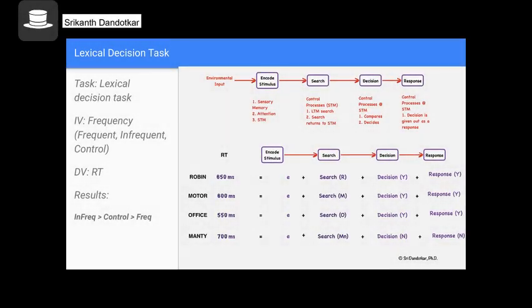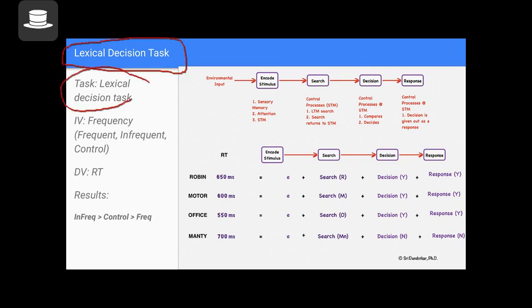Okay, so what just happened was you were presented with a string of letters, and you had to decide whether a string of letters was either a word or a non-word, and we measured the reaction time or the response time you took for each word. Of course, I didn't do this, but this is a typical lexical decision task experiment. So the task itself is a lexical decision task where the participants will decide whether a string of letters is a word or a non-word.